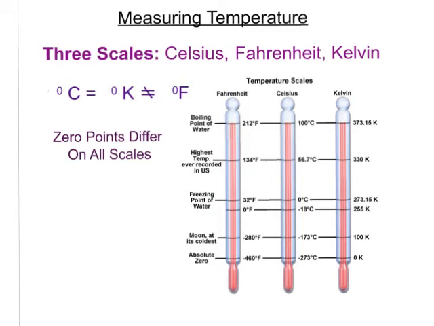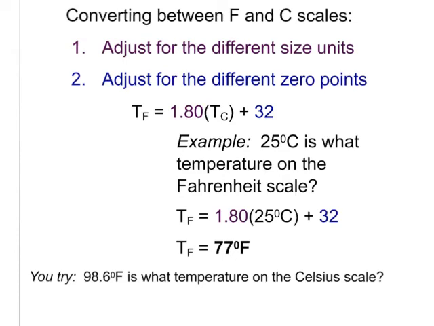If you look here, 0 degrees Fahrenheit is not the same as 0 degrees Celsius, certainly not the same as 0 degrees Kelvin. So how do we convert between the Fahrenheit and Celsius scales? Something that is a convenient tool and that you will need to know. Adjust first for the different size units, and then second, adjust for the different 0 points. And this is how we do it.